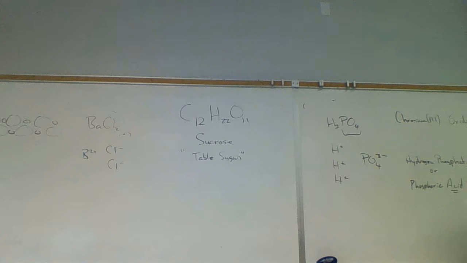CCl4 is a liquid. It's a pretty dense liquid, and it's more dense than water. It's called carbon tetrachloride. In this case, if chloride is -1, what would the charge on carbon be? +4. But we don't call it carbon 4. This is just called carbon tetrachloride.